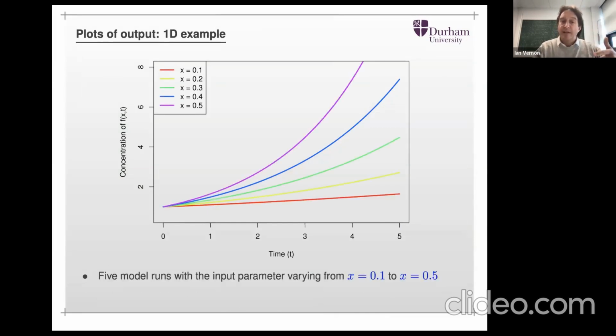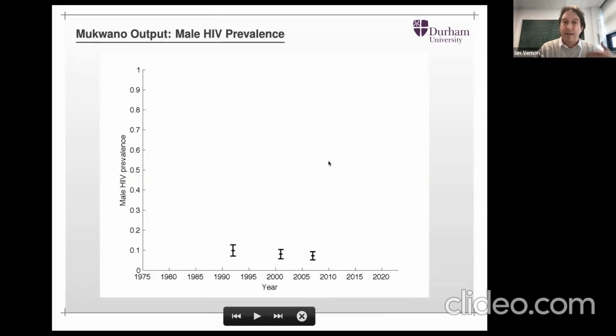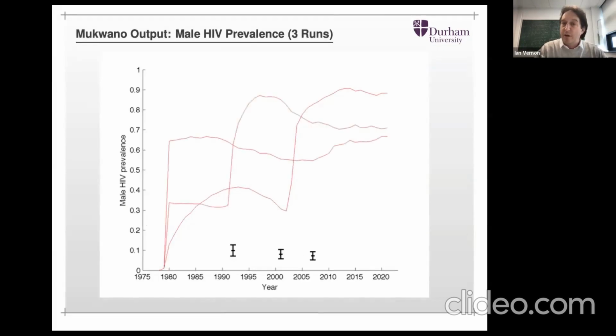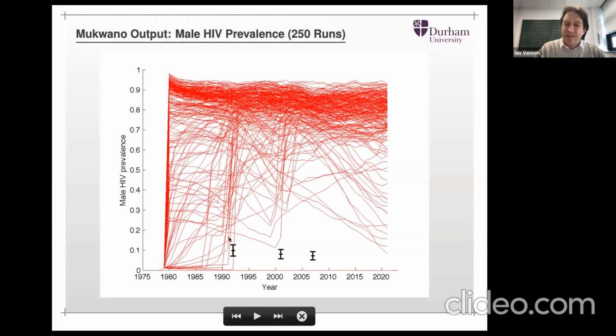I'm just going to link this to that 1D example so you can see where I am. In the 1D example, we set up 5 runs with a little target data set. Let's look at the same thing for the Mequano model. Here's time on the x-axis, and here are 3 target bits of data. This is male HIV prevalence. We do 1 run on the model and it looks like this. We do another run, a third run, it looks like this. We do a lot of runs, and it looks like this. And none of them are particularly close to the data. So that's us evaluating a lot of runs, and nothing looks great at the moment.